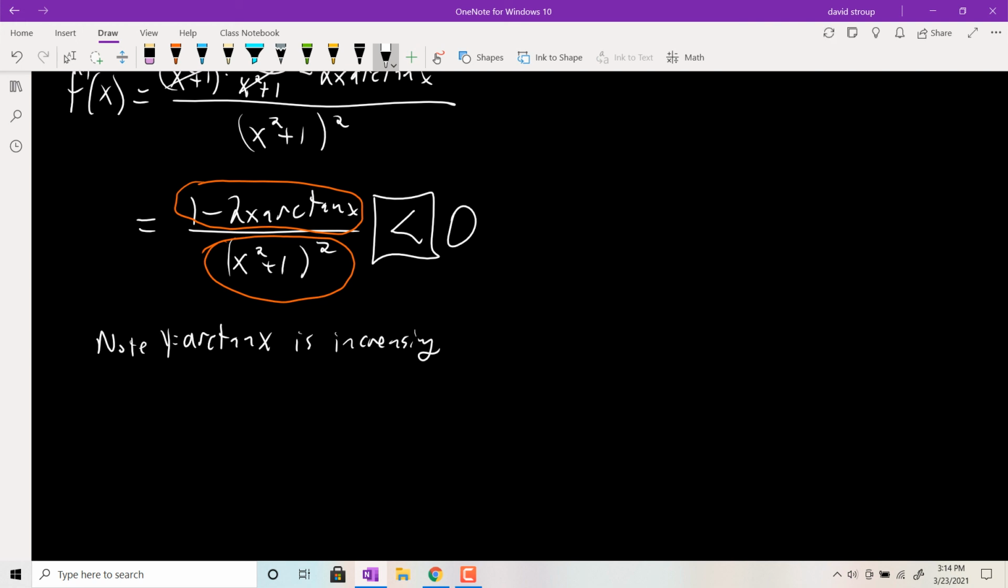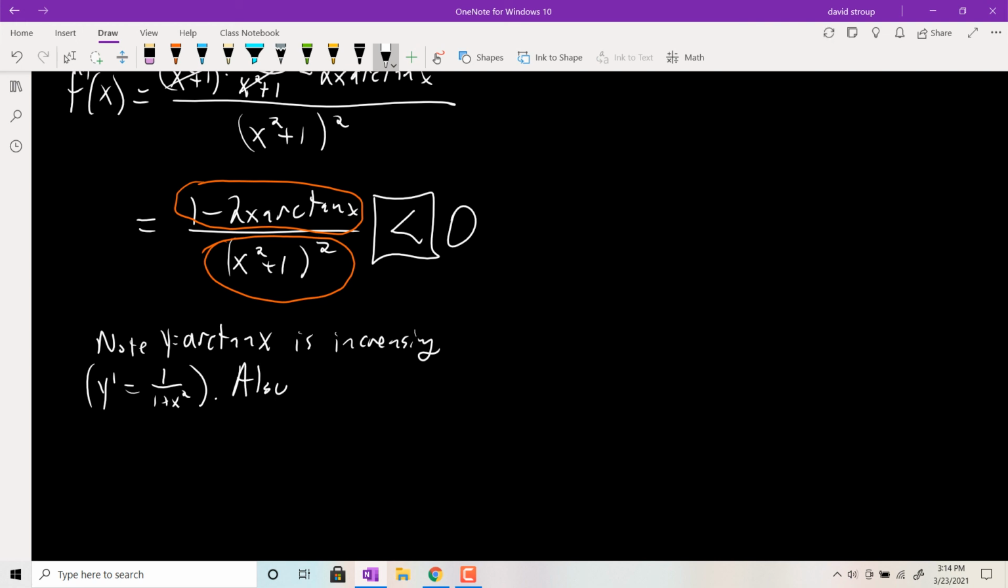Note y equals arctan x is increasing, because y prime is equal to 1 all over 1 plus x squared, which is always going to be a positive over a positive for any x values. In other words, its derivative is greater than 0, and therefore it is always increasing. Okay, so great. Well, what else?